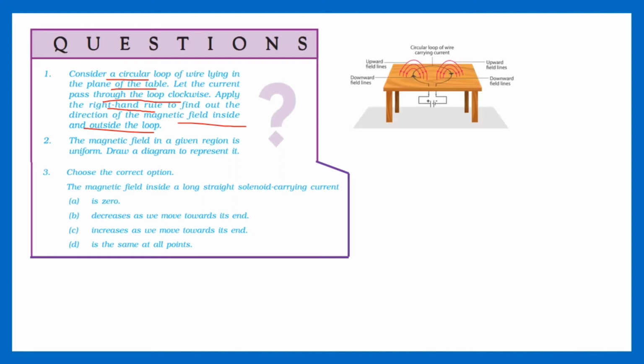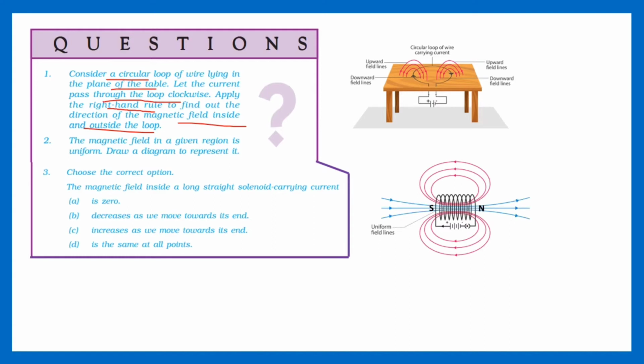Okay. So here, this is the picture of this question. There is a table and a circular loop lying on the plane of the table. You can see the circular loop drawn with a black pen. Now let the current pass through it, and the current is passing clockwise. Now by applying the right hand thumb rule, you can find out the direction of magnetic field inside and outside the loop.